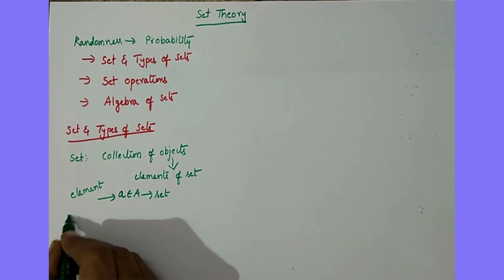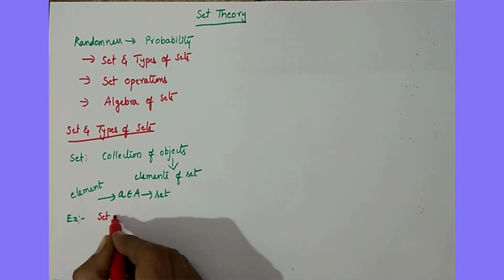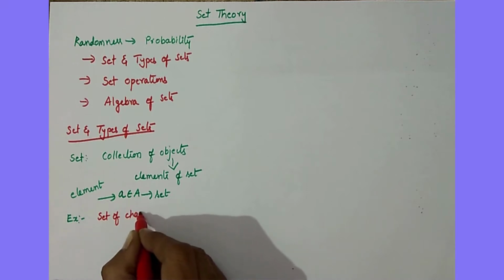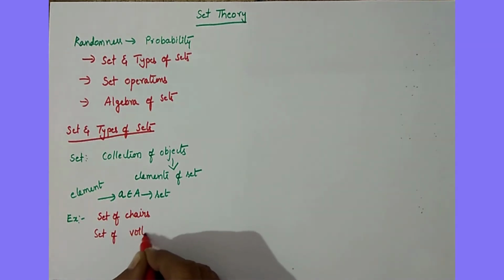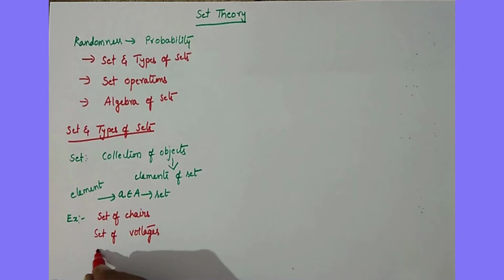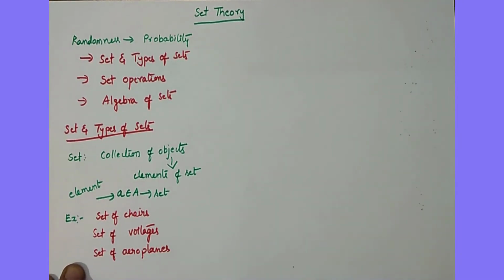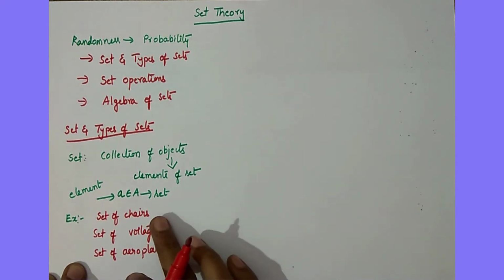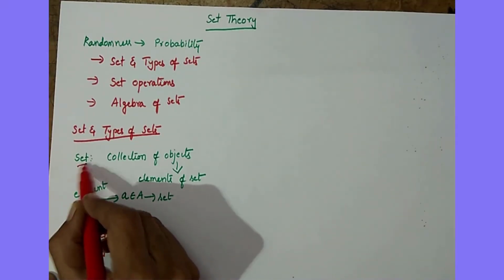Suppose, take some examples. Set of chairs, set of voltages in a circuit, set of aeroplanes, like this. You can take your own examples. So here in the set of chairs, chairs are elements, voltages are elements, aeroplanes are elements. So this is the definition of set and the examples of set.